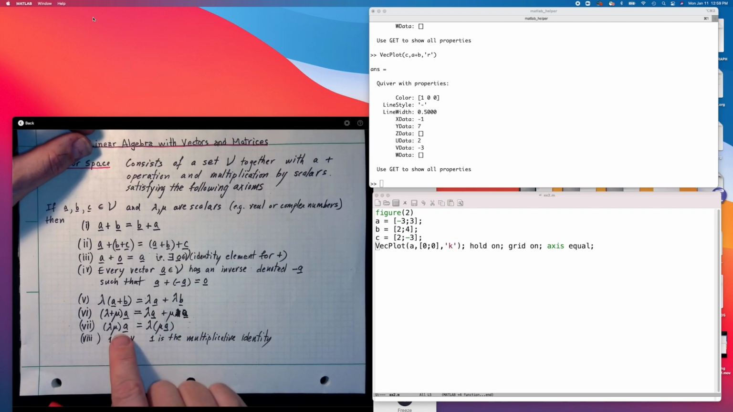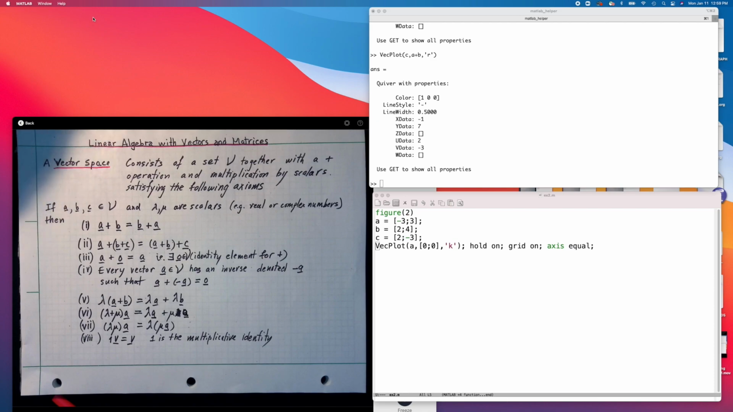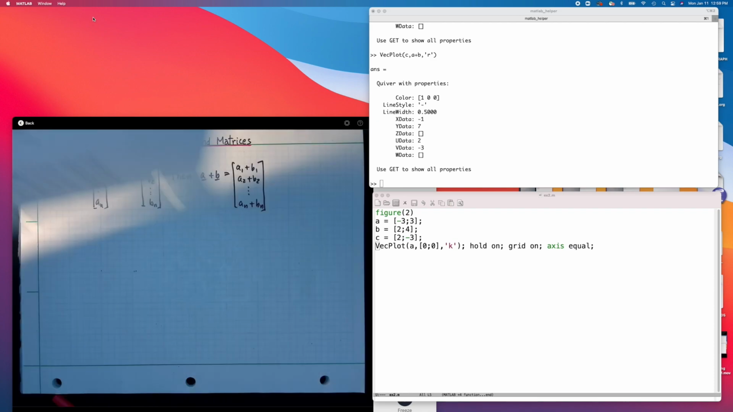There's also an associative law for multiplication by scalars, so I can do lambda and mu first, multiply those, and then take the result and scale a, or I can scale a and then scale it again by lambda. And the last one is that one is the identity for scalar multiplication, that 1 times v gives us back v. Okay, so these are the axioms of a vector space.